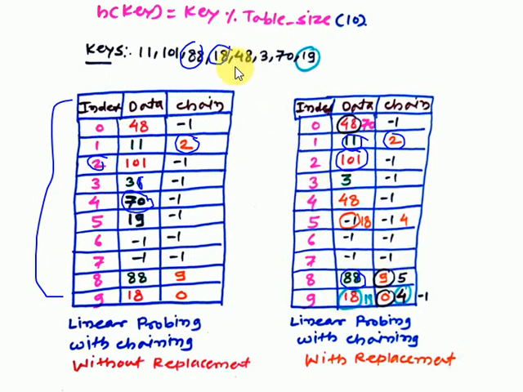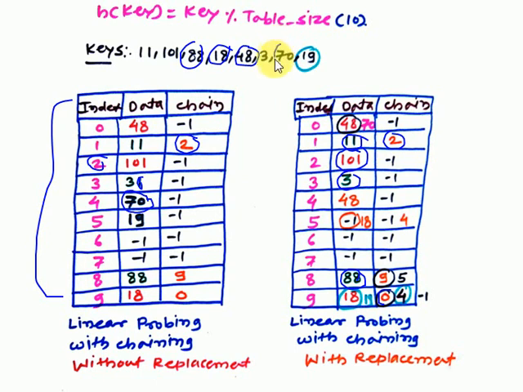Next 48. 48 mod 10 is 8, but at 8 there is a collision. Again at 9 there is a collision, so 9 plus 1 is 10. We are inserting 48 at the 0th location and giving the chain as 0. After that there is a 3. 3 mod 10 is 3, so 3 will get inserted at this particular location.